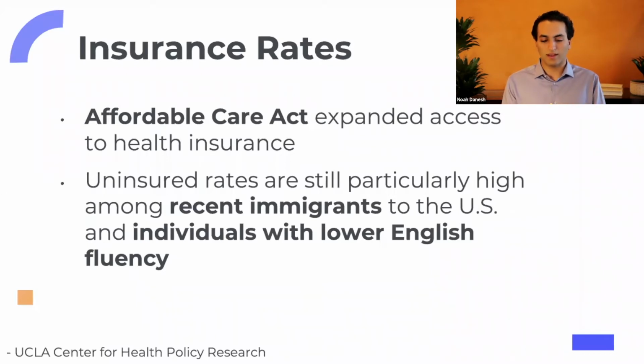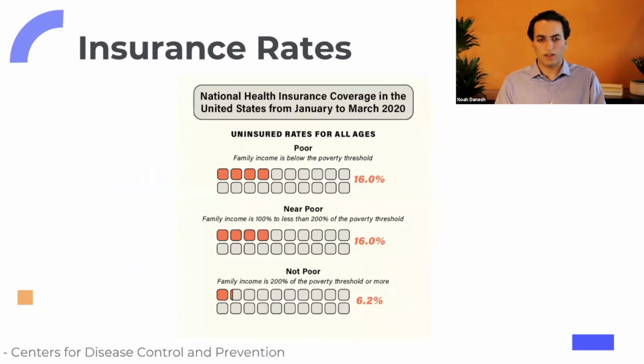And the Affordable Care Act expanded access for health insurance, but there's still high rates of uninsured people throughout communities, particularly among recent immigrants and people who have lower fluency in English. Another graphic we can see here shows that people who are considered poor or near poor, which is below the poverty threshold or within 1 to 200% of that, are much more likely to be uninsured than people who are considered not poor, which is above 200% of the poverty threshold. So this just shows that there's a correlation between underserved communities in healthcare access as well as their insurance coverage.